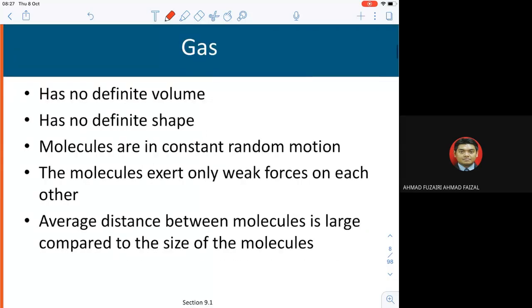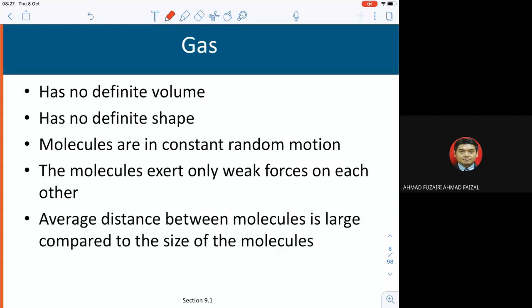As for gases, a gas has no definite volume. It takes the shape of its container for its volume. If you want to see the volume of a gas, just blow up a balloon; that is the volume of the gas. It also has no definite shape, so we cannot hold the gas in our own hands. We can put it into a container so that we can hold it, but that is not considered as holding the gas.